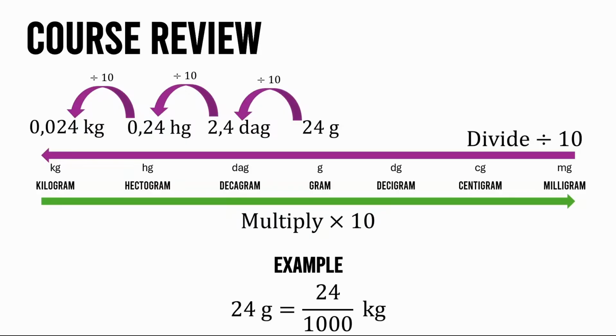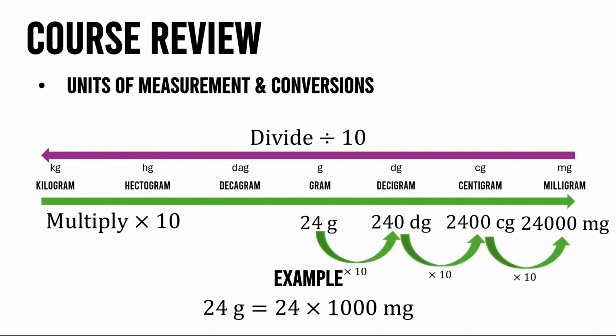Conversions. To convert from one unit to another, multiply or divide depending on the direction of the conversion. For example, to convert grams to kilograms, that is, from a smaller unit to a larger one, divide by 1000. Equivalently, move the decimal point 3 places to the left. To convert from grams to milligrams, from a larger unit to a smaller one, multiply. In this case, multiply by 1000.